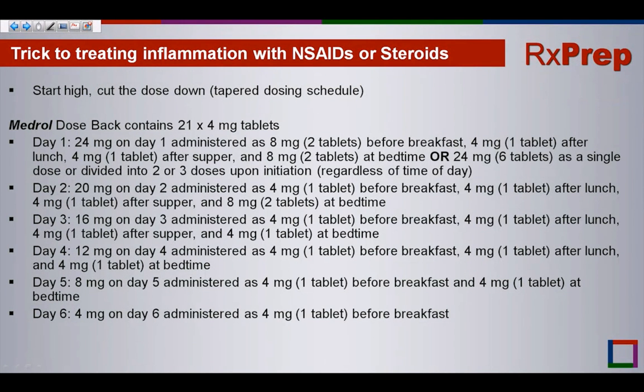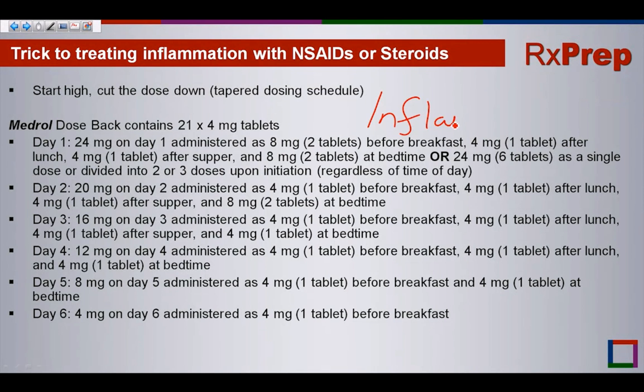Methylprednisolone comes in the Medrol dose pack. Dexamethasone comes in the Decadron dose pack. Why do we use this? This is starting off at a high dose and then titrating it down. This isn't a steroid titration where you're weaning the patient off because they've been on steroids for weeks. No, it has nothing to do with that. This is starting high and cutting down the dose because that's the best way to treat acute inflammation.